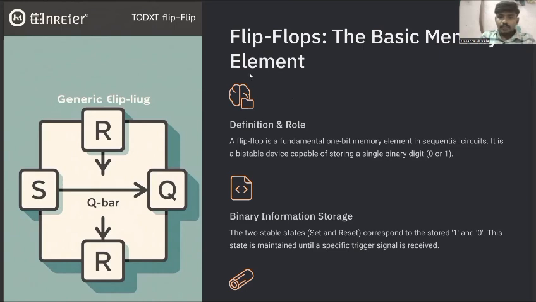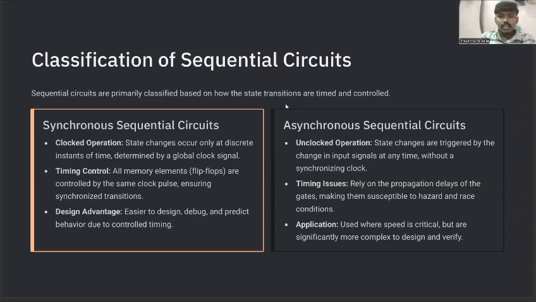So the flip-flops are the basic elements. So here are the examples. The four examples are SR, JK, T, and D. So we can move to the next slide. Classifications of sequential circuits. Sequential circuits are classified mainly into two types. One is the synchronous sequential circuit, and another one is the asynchronous sequential circuit.